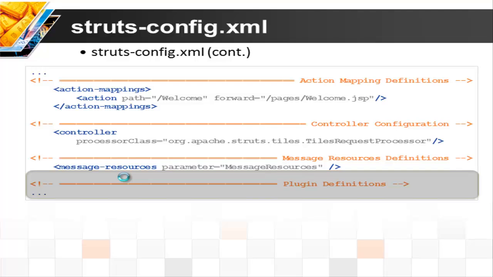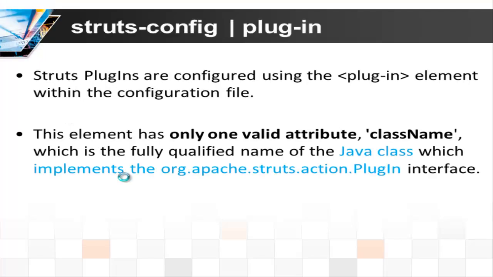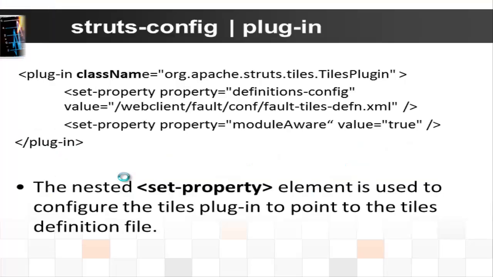The next one is the plugin. We have not used any plugin so far. By default there are two plugins available. One is the tiles plugin and the other one is the validator plugin. These plugins use one or other Java classes, and you need to specify the valid name of the class that makes use of the plugin. You have to specify the class name. It's required whenever you use a plugin; you have to specify which plugin is responsible.